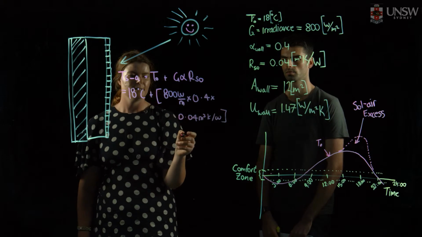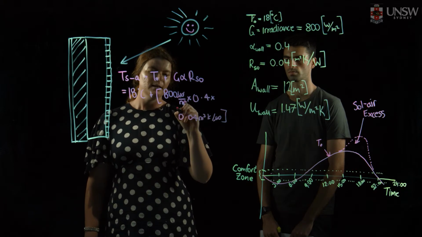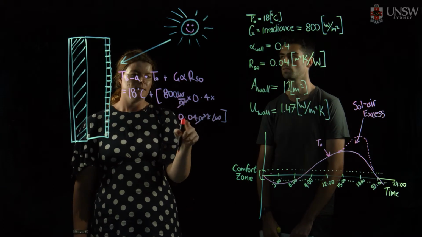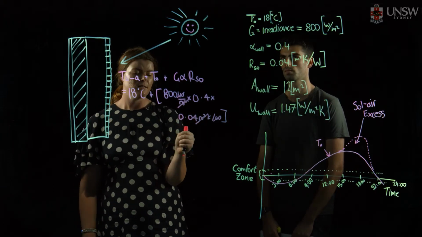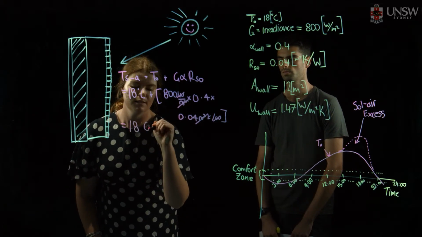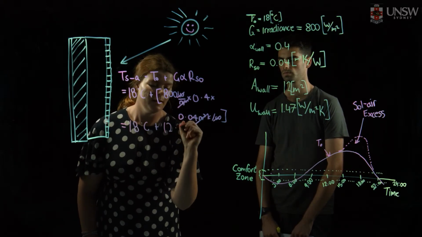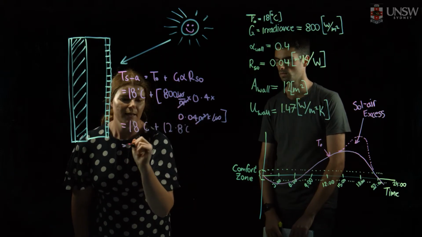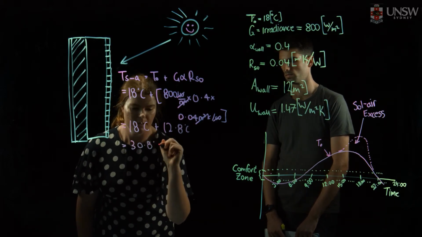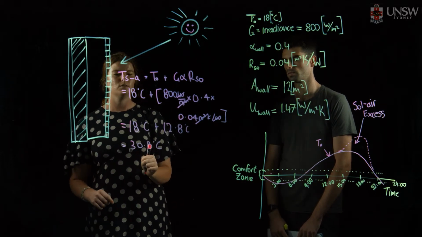So the interesting part is that the watts cancel out, and the meters squared cancel out. So we end up with adding degrees Celsius with Kelvin, and as you know, per degree Celsius and per Kelvin are the same. So 18 plus the solar air excess temperature is calculated to be 12.8 degrees. So that ends up being 30.8 degrees C.